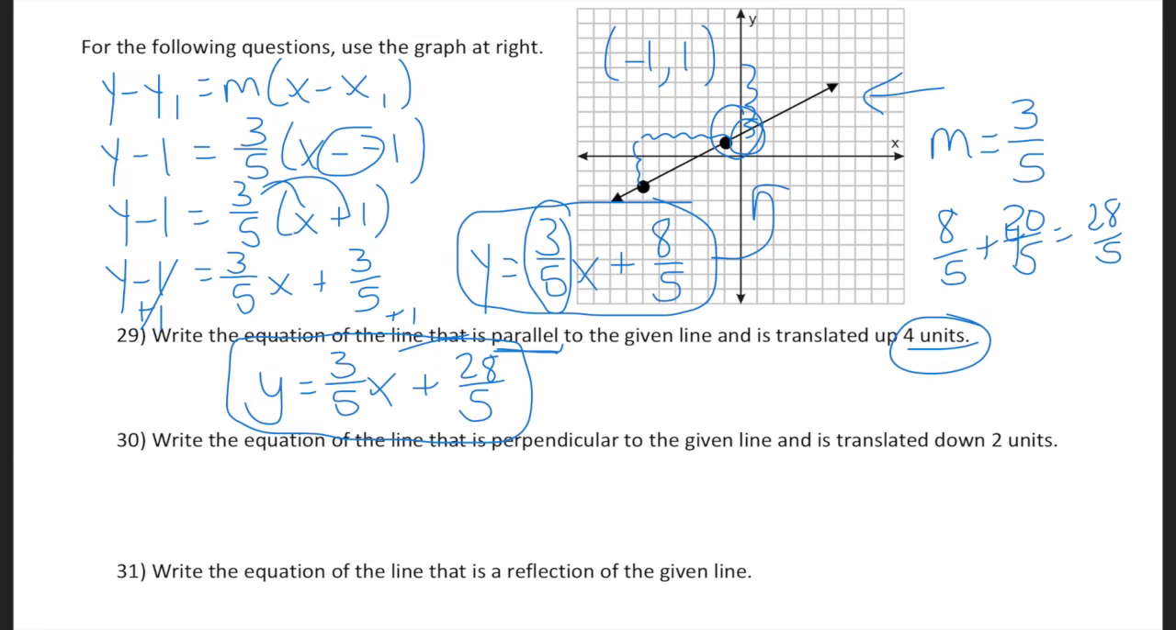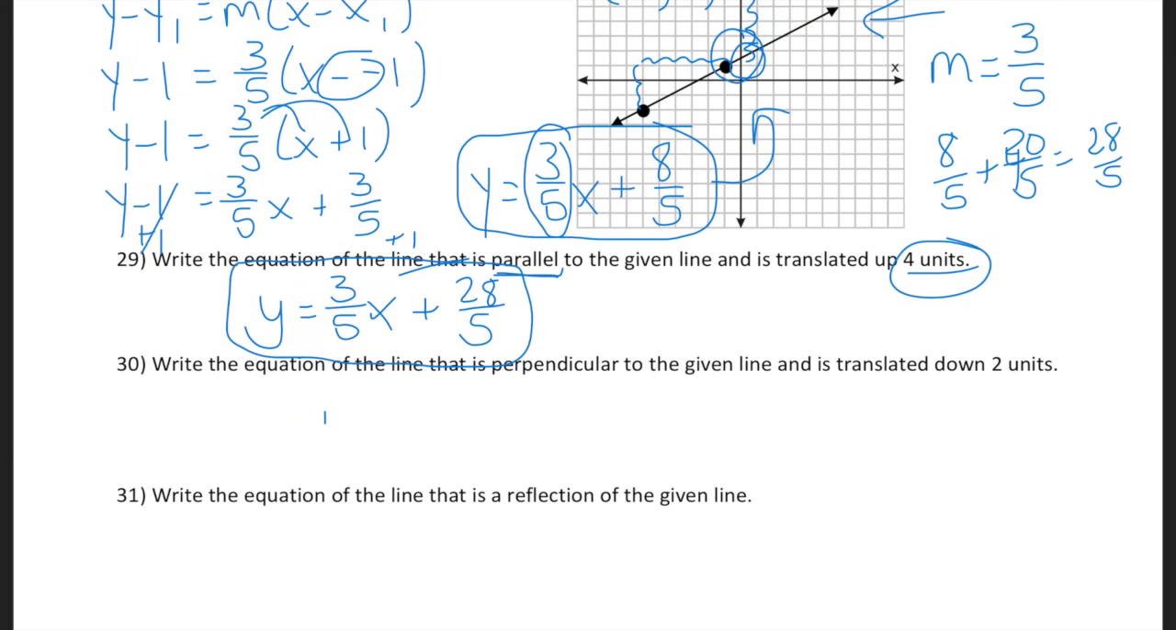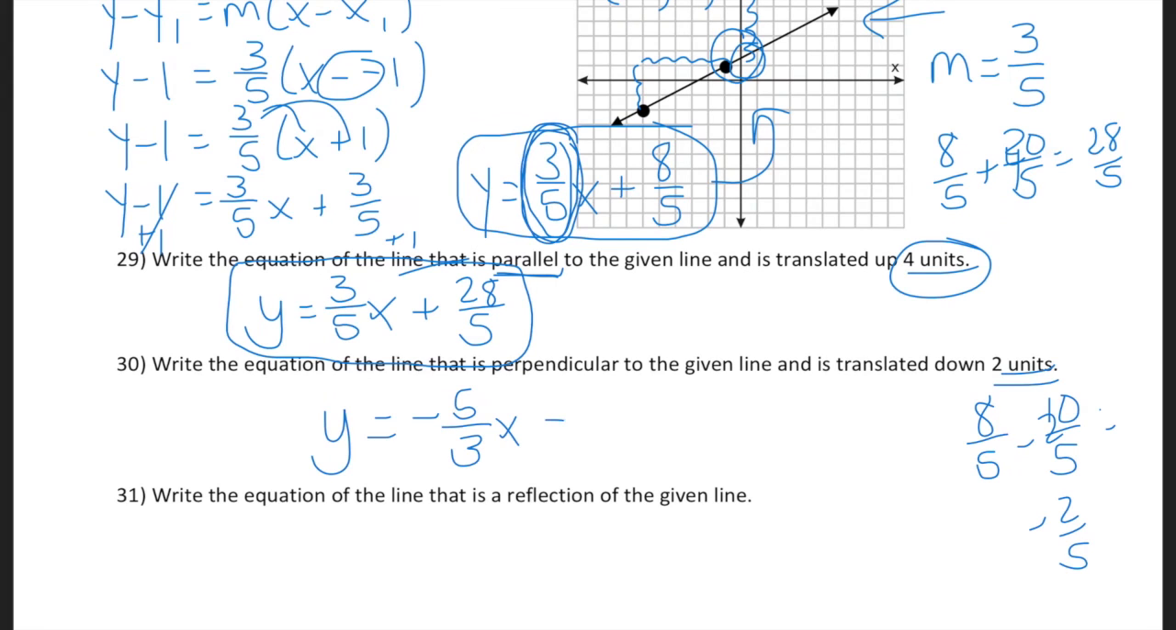Write the equation of the line that is perpendicular and translate it down 2 units. All right, so if it's perpendicular to this line, I need to do the negative reciprocal of 3/5, which would be negative 5/3. There's my slope. And if I'm going to translate down 2 units, I need to do 8/5 minus 2. 2 is 10/5, so that's going to give me negative 2/5.